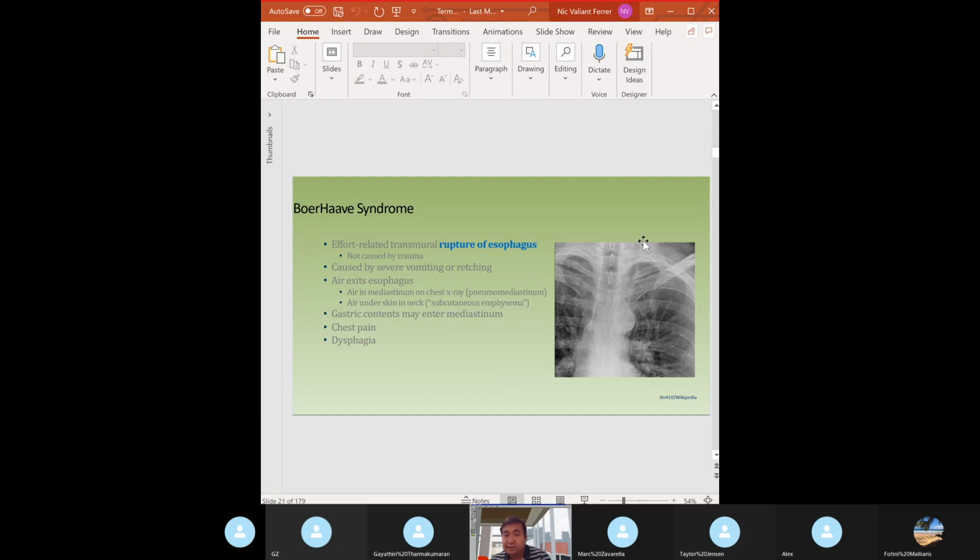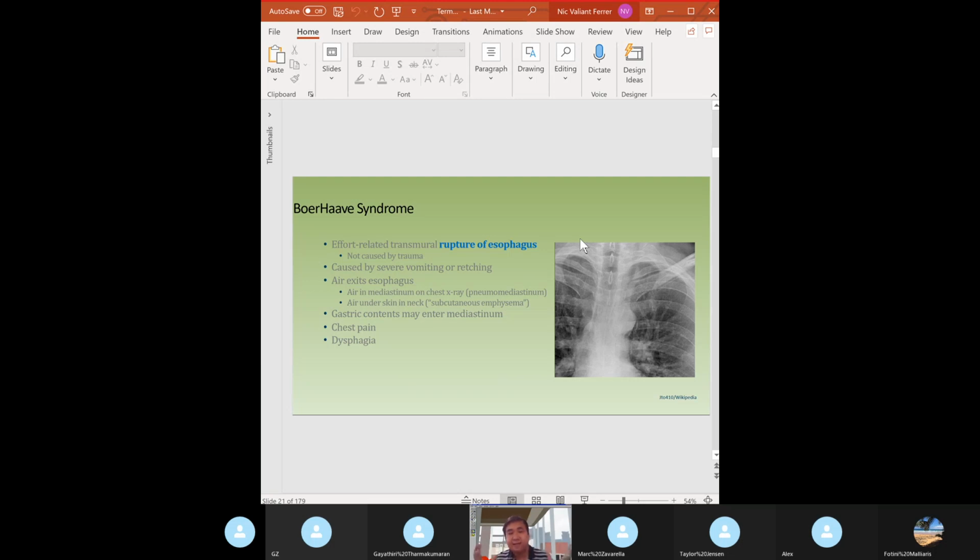Next to the left internal carotid artery. And then here also, you can see air. My pointer is pointing at the air here at the aortic arch. So you have air in the mediastinum. On chest X-ray, we call this pneumomediastinum, or air under the skin in the neck. So this is an AP view.